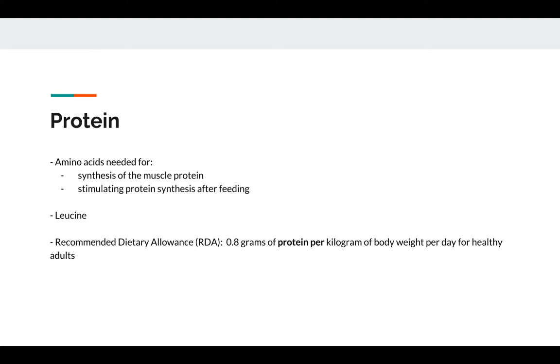It is essential, meaning that it cannot be produced by the body and has to be obtained through food.